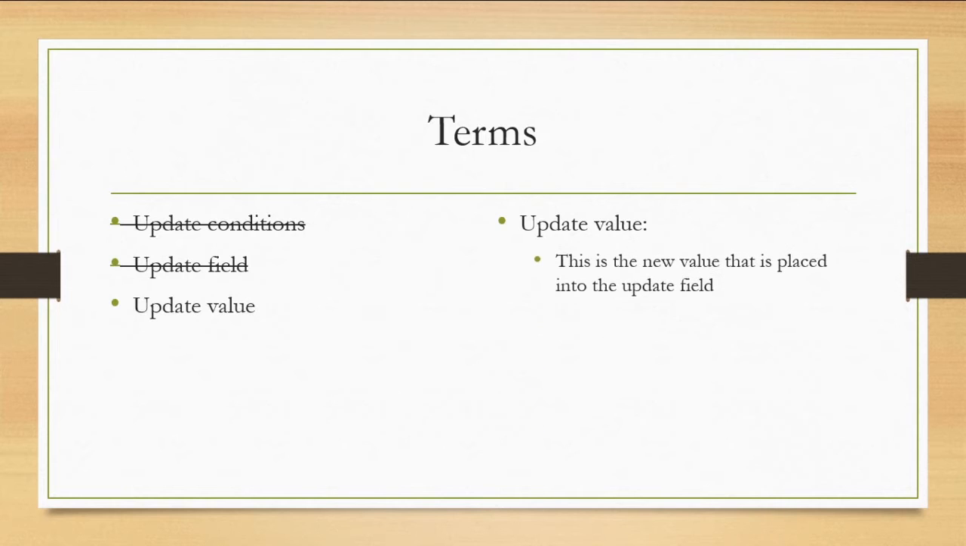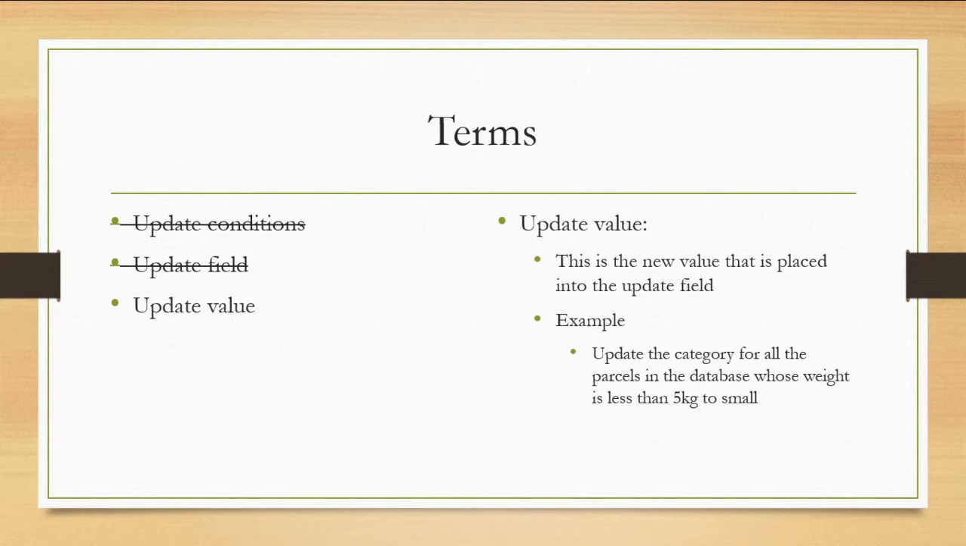Update value. This is the new value that is placed into the update field. For example, the same example as last time, update the category for all the parcels in the database whose weight is less than 5 kilograms to small. Our update value is small. We will change category to small.